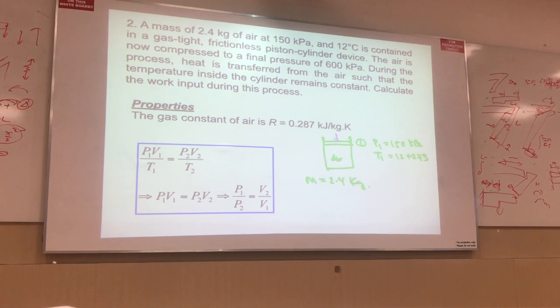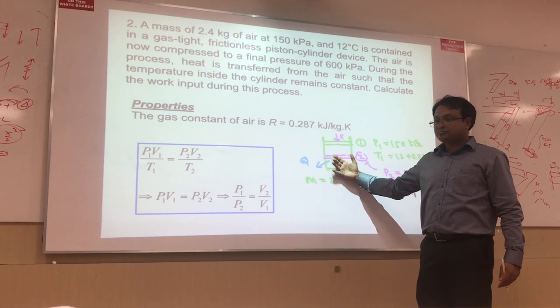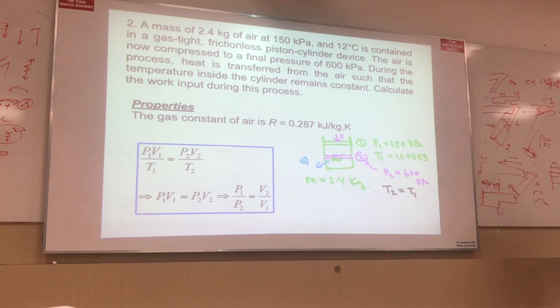Now I apply some force, correct? I do compression, then the piston goes from 1 to 2. For example, the new position of the piston is here. I say 2. At position 2, they say the pressure becomes 600 kilopascal. And they also tell you that during the process heat is transferred from the air. It is lost from the air, such that the temperature inside the cylinder remains constant. That means T2 and T1 are the same. The temperature doesn't change. It is released from the system but the temperature doesn't change. Then what is the process here? 1 to 2 is an isothermal process, or constant temperature process.